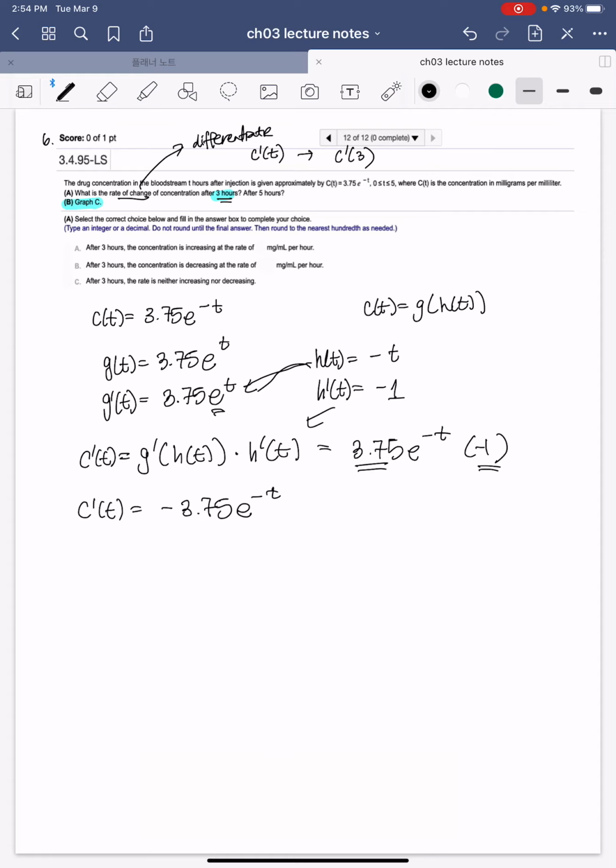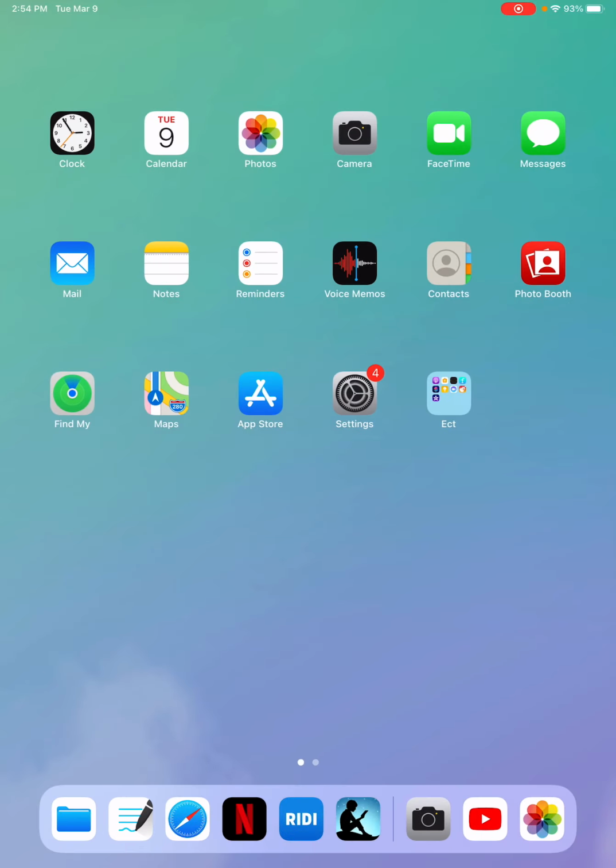Now we want to plug it in after 3 hours. So that's t equals 3. So C prime of 3 equals negative 3.75 e raised to negative 3. So let's get a decimal number. Do not round until the final answer. It says round to the nearest hundredth, so 2 decimal places. So let's pull out the calculator.